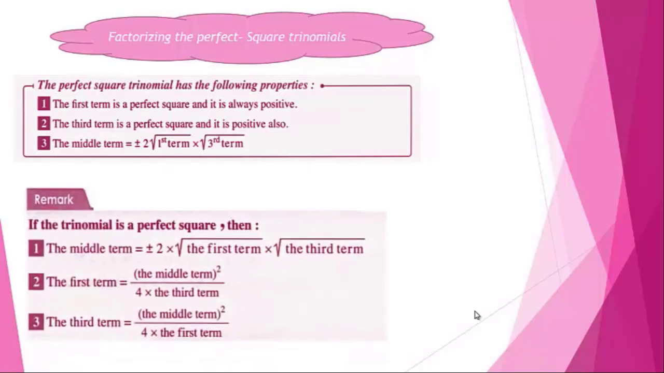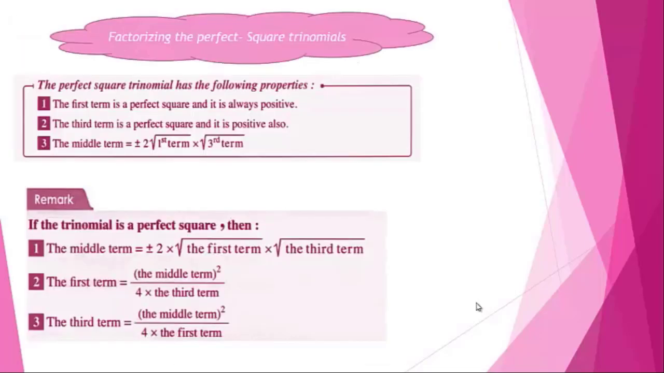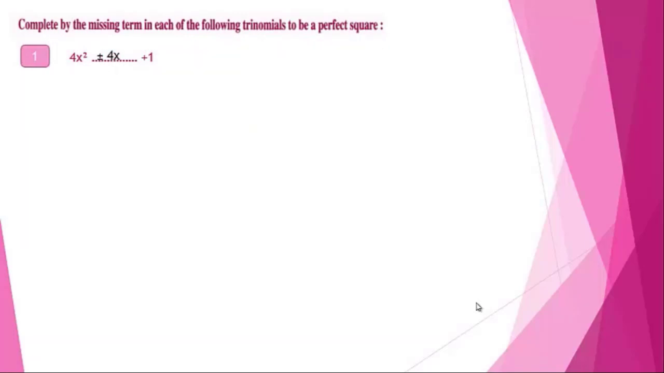Some rules to find the first term, the third term and the middle term. For example, 4x squared plus 1. Which term does not exist? The middle term. The rule of the middle term: positive or negative 2 times the root of the first term times the root of the third term. We say positive or negative 2 times root of 4x squared times root of 1. The middle term equals positive or negative 4x.